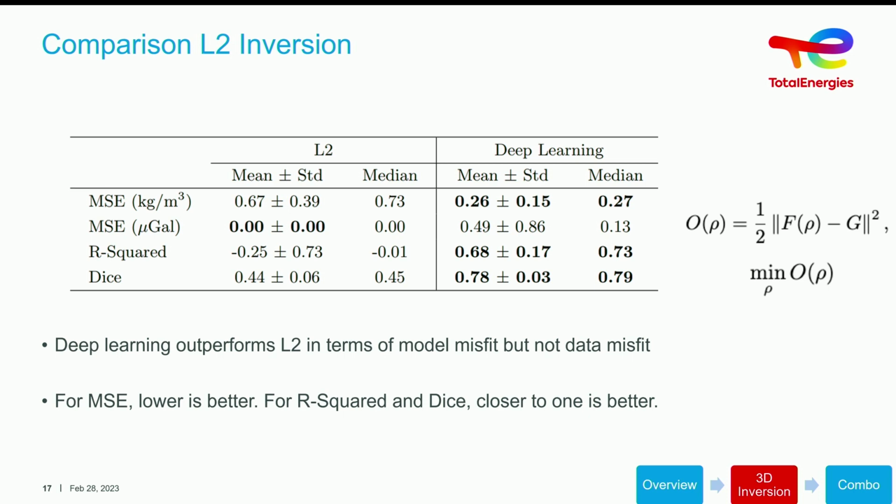And again, when I mean L2 inversion, I just want to remind you we're solving this particular inverse problem. And here we have the metrics for that, and we have the metrics for our deep learning model. And we can see that in terms of the actual density model misfit, we're winning with our deep learning model. But you'll notice here that for data misfit, L2 traditional inversion is winning on that. And the reason that happens is because we're specifically minimizing for that in our L2 inversion, whereas for our deep learning models, we're minimizing for model misfit, or actually trying to minimize the error in the densities.